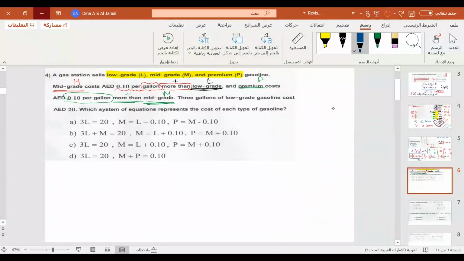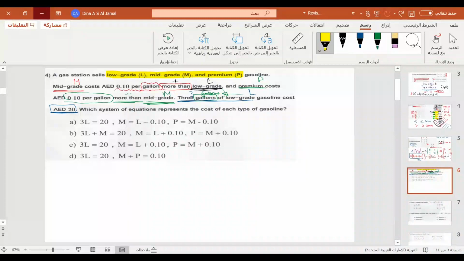3 gallons of low grade will be costing for you 20 dirhams. So now he connected the L with a number, not with any variable, okay? 3 gallons, or it could be any other units. So it will be here, your gallons. Let me just write it like this, which is connected to this.